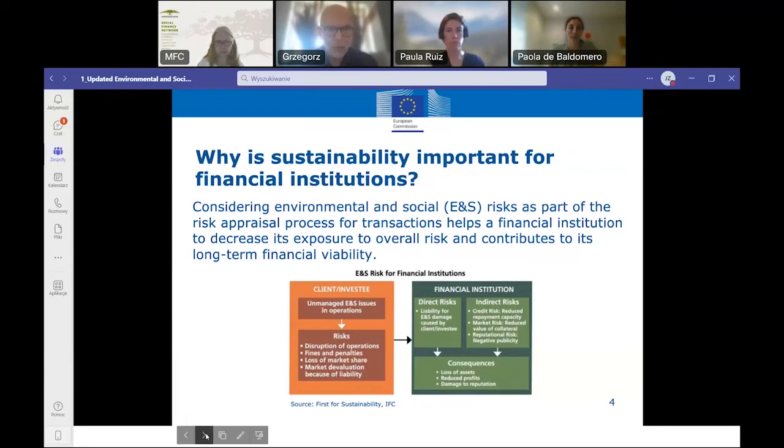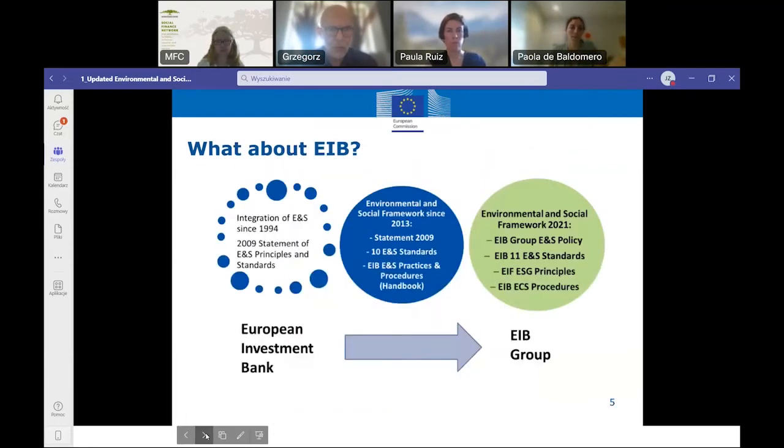So what about EIB? EIB is, at the end of the day, a bank, right? So we ourselves are applying sustainable finance practices. We started with the integration of environmental and social aspects way back in 1994, although the first principles were established in 2009. And the standards per se that we apply to our operations were initially 10 standards, established in 2013.